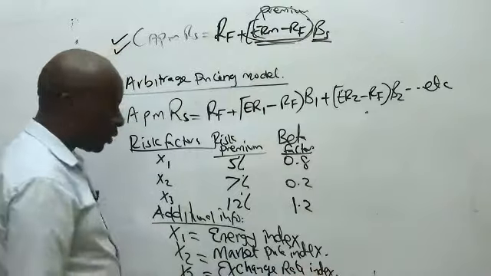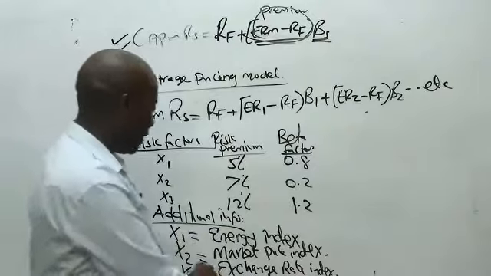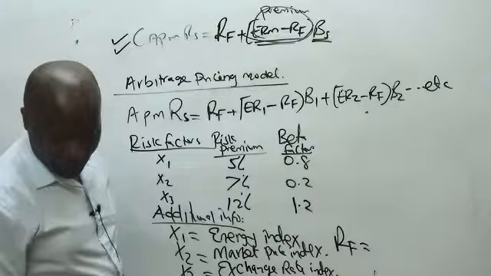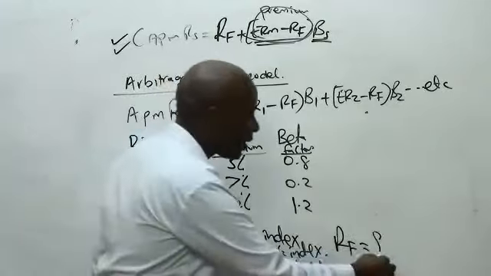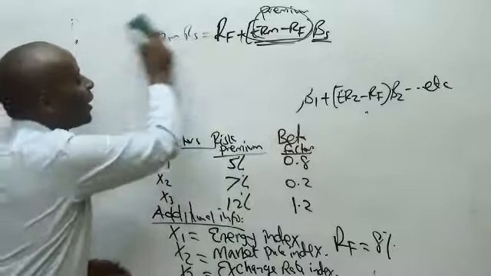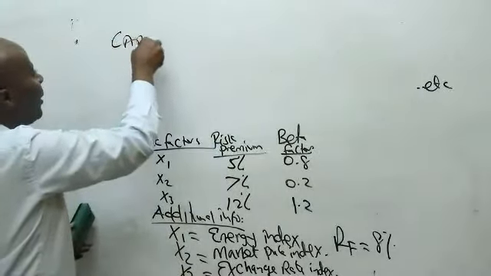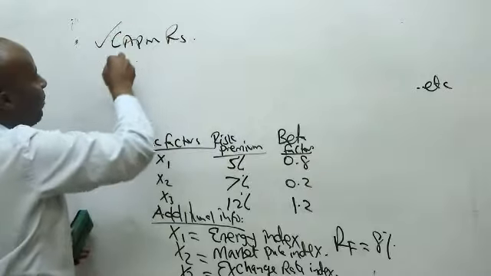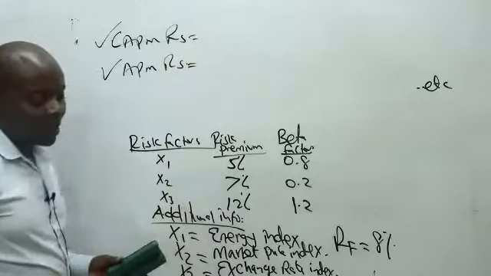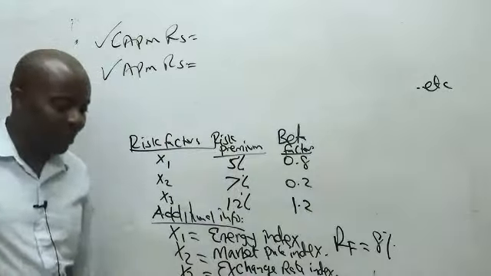And then lastly, down here, they have given us the risk-free rate of return, what we call RF, and the RF they're giving us, ladies and gentlemen, is 8%. And then they want us to do very simple things. They want us to give them the CAPM returns, that's number one, and then number two, the APM returns.